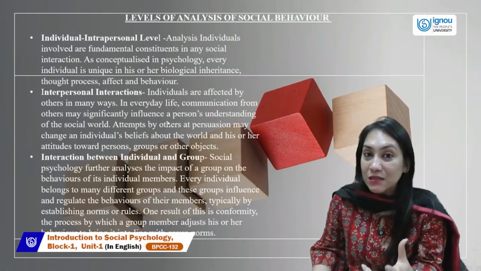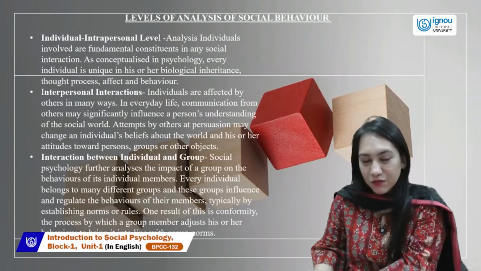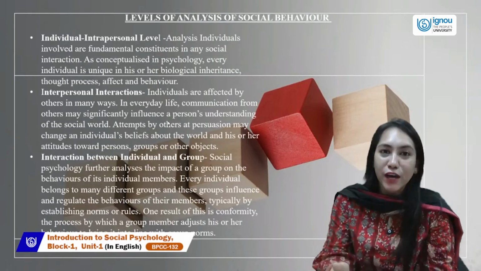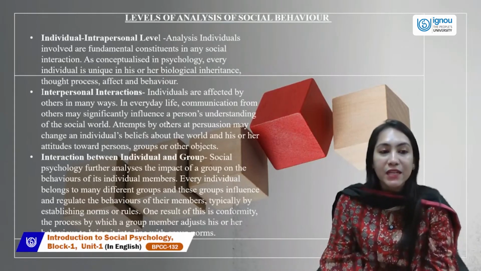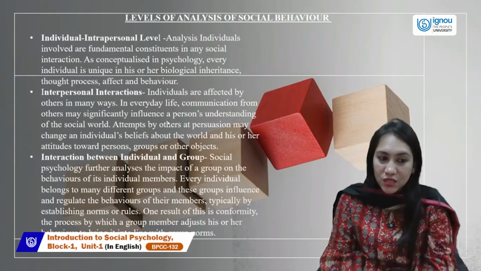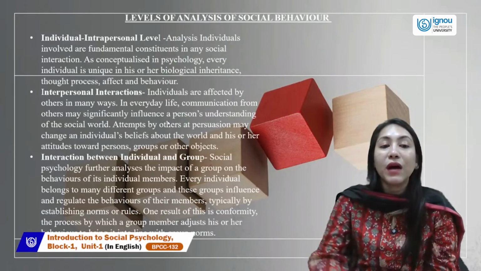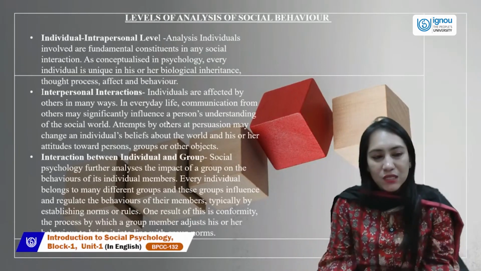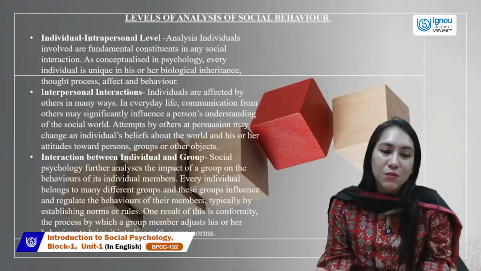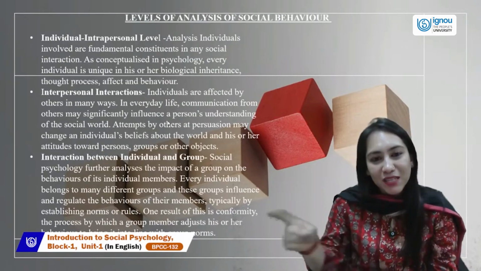So your interpersonal is so strong that you make changes in other people's thoughts, feelings and behaviors. So that is both commanded by environment and heredity. Next level is called the interpersonal interaction, which is impacted not only by inheritance but also by the understanding of the social world around you.